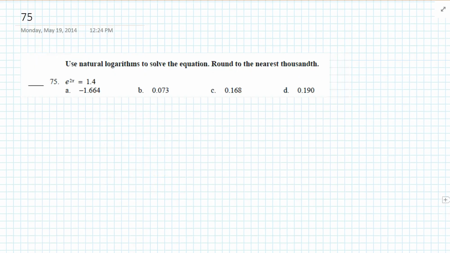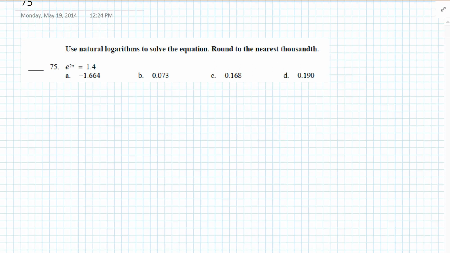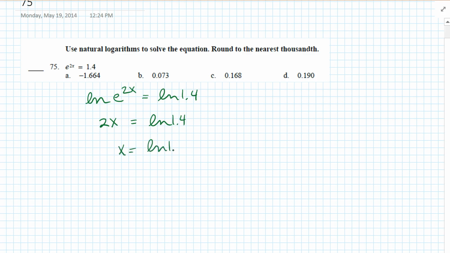75. Use natural logs to solve the equation, round to the nearest thousandth. So I got e to the 2x power equals 1.4. So I'm going to natural log both sides. So that's going to allow me to do 2x, the natural log of e is 1, equals the natural log of 1.4. So x is going to be the natural log of 1.4 over 2.